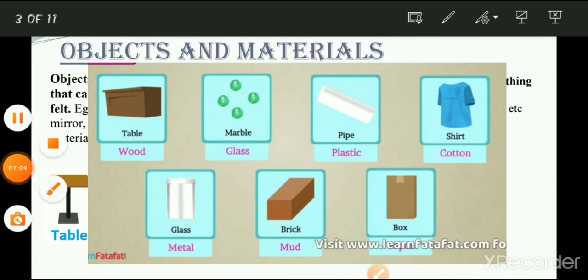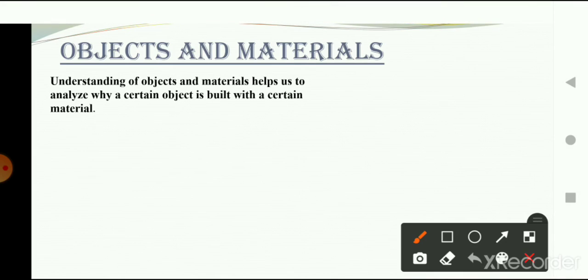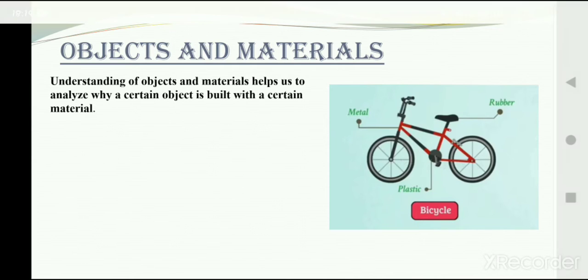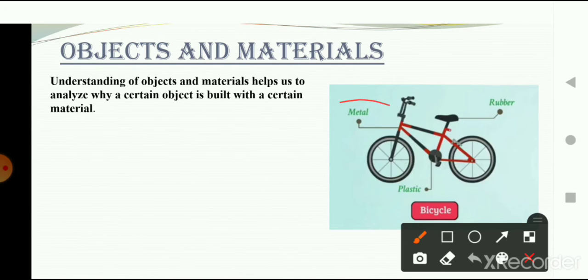Now moving forward, it is not that only one material is used to make one particular object. There are different objects for which we need different types of materials, and for making one simple object, we may use different materials. Okay, let's take an example here. First of all, understanding objects and materials helps us analyze why a certain object is built with a certain material. Suppose we want to make a bicycle. What are the things that are required for it? First of all, we need metals. Okay, then we need plastic, and then we need rubber.